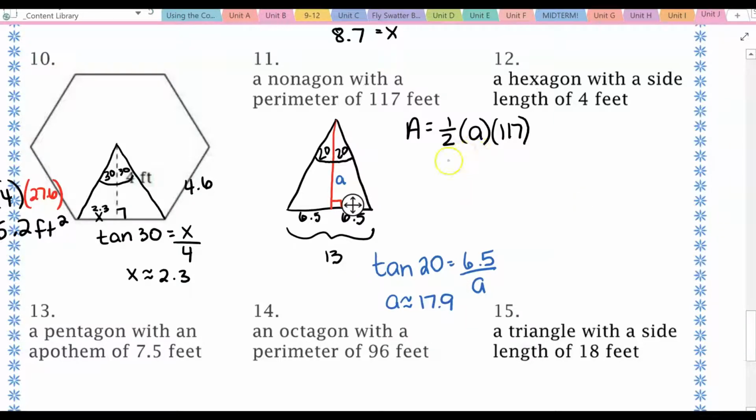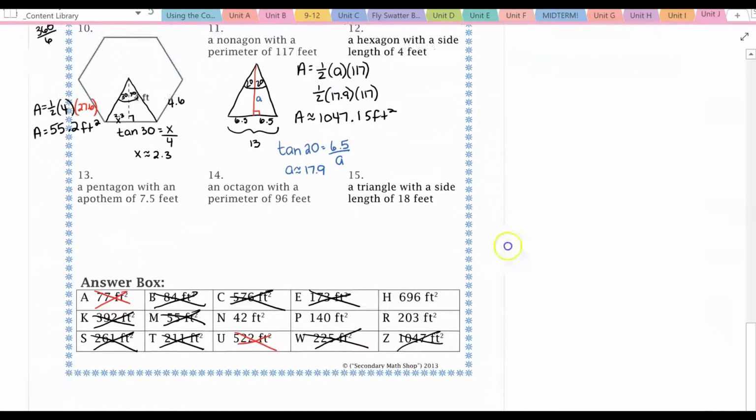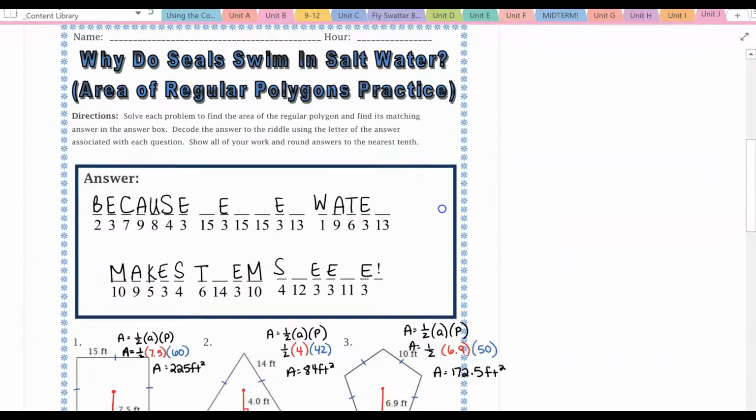17.9. So we have 1/2 times 17.9-ish times 117. And that gives us an area of approximately 1,047.15 feet squared. That's letter Z. So wherever we see an 11, we put a Z.